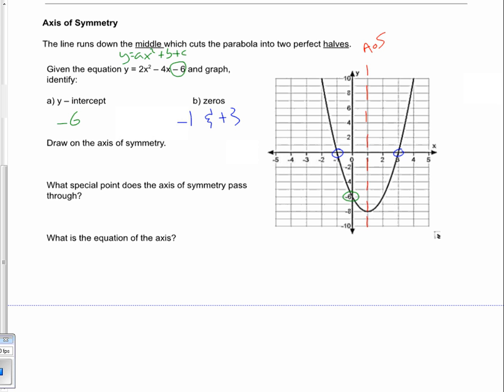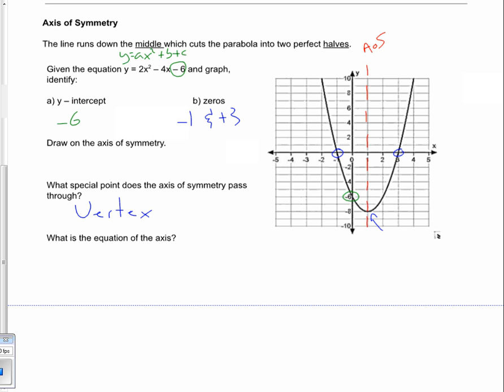Quickly, let's identify what special point the axis of symmetry actually passes through. The only point where the axis of symmetry intersects with the parabola is at this point right here, which for this particular parabola is the vertex. And in fact, the axis of symmetry will go through the vertex of every parabola. Okay, and that's very significant.